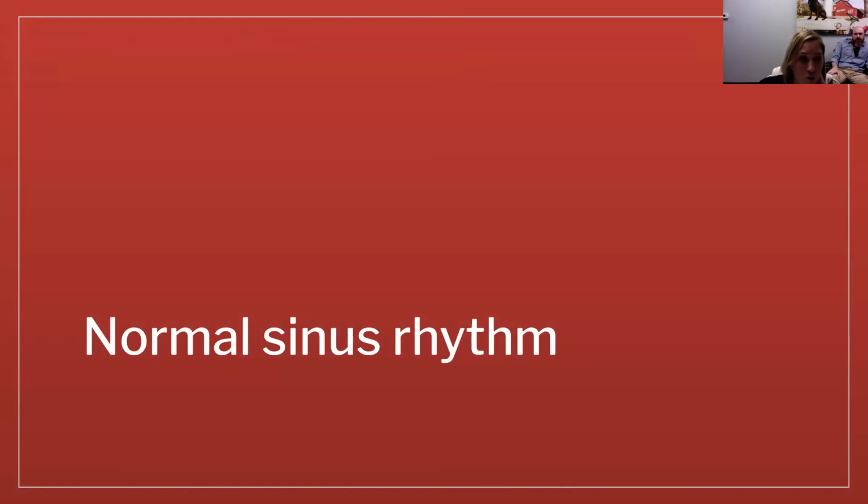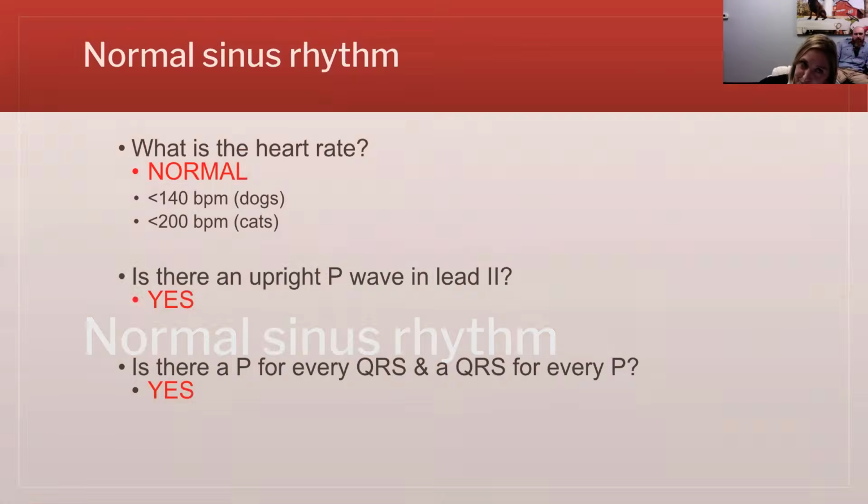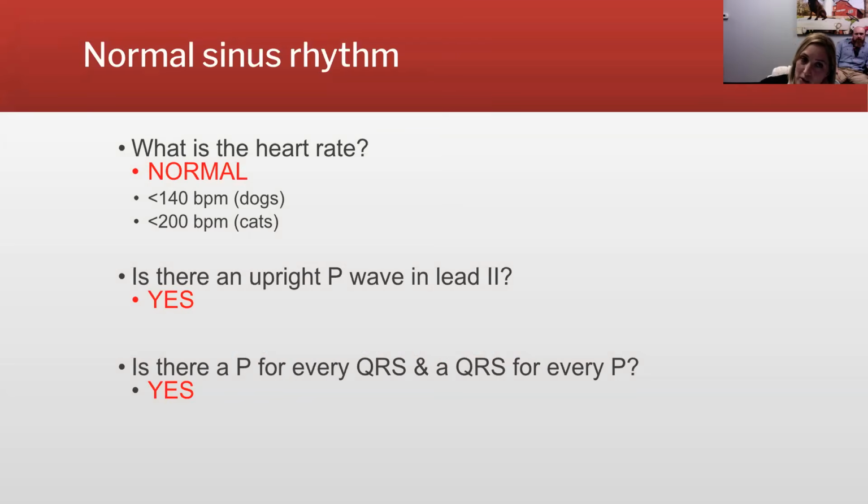So going over a normal sinus rhythm. What is a normal heart rate? For a normal sinus rhythm, the rate's going to be normal. So dogs less than 140, depends on the size of the dog and the situation. And cats typically less than 200.